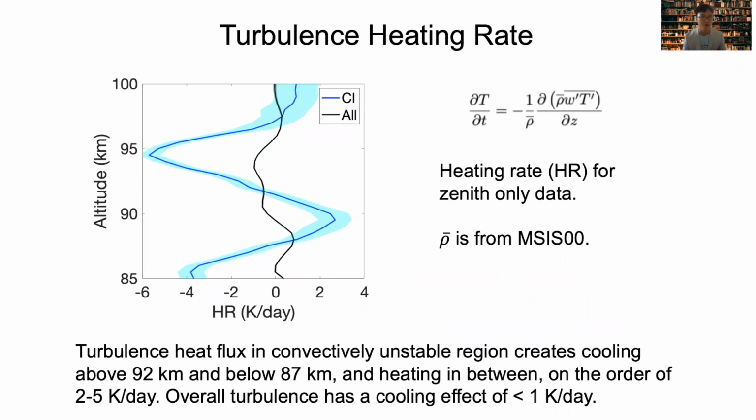Then we check the turbulence heating rate. We only show the heating rate for zenith-only nights because the heating rate for dynamically unstable region is small. Turbulence heating rate in convectively unstable region creates cooling above 92 km and below 87 km, and heating in between on the order of 2 to 5 K per day. The overall turbulence has a cooling effect of less than 1 K per day.